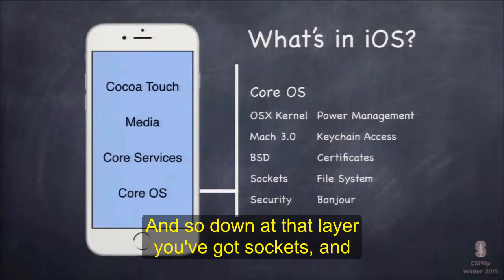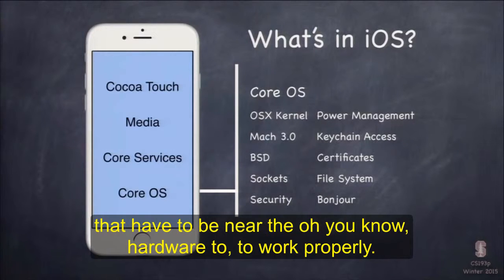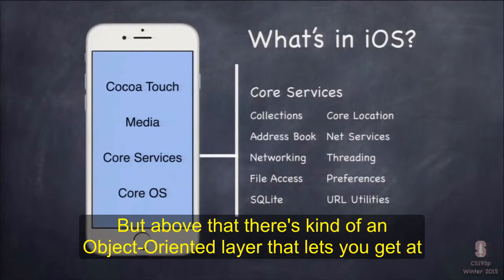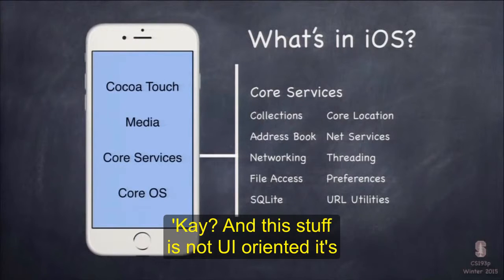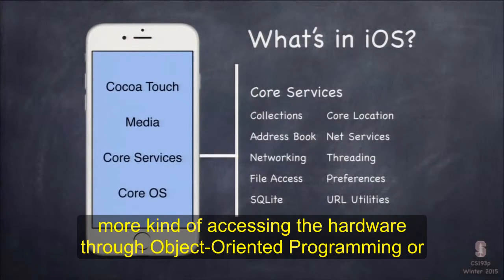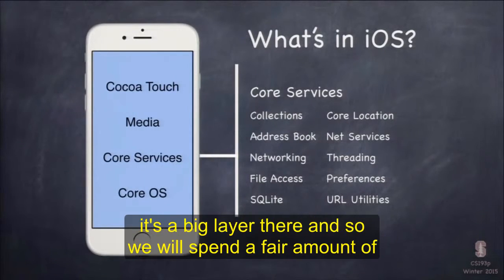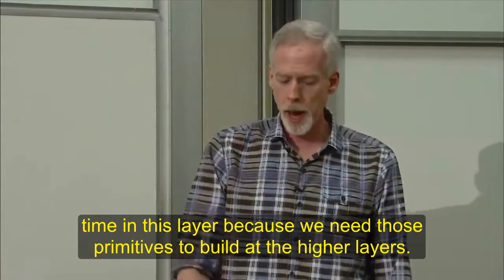And so down at that layer, you've got sockets and permissions and things like that that have to be near the hardware to work properly. But above that, there's an object-oriented layer that lets you get at a lot of that stuff using object-oriented programming. This stuff is not UI oriented. It's more about accessing the hardware or networking through object-oriented programming, but it's a big layer. We will spend a fair amount of our time in this layer because we need those primitives to build at the higher layers.